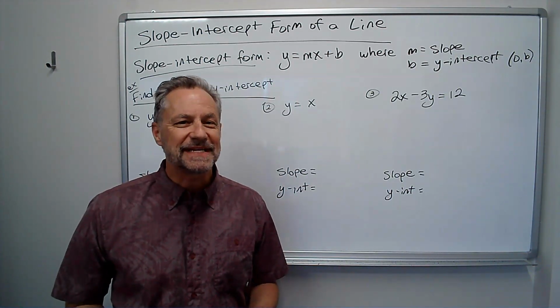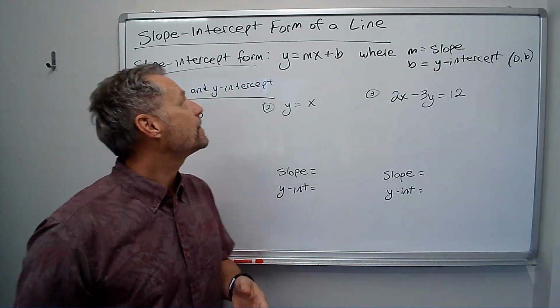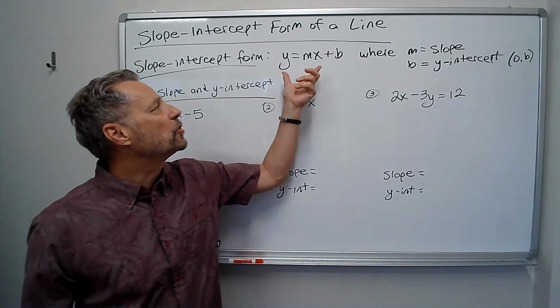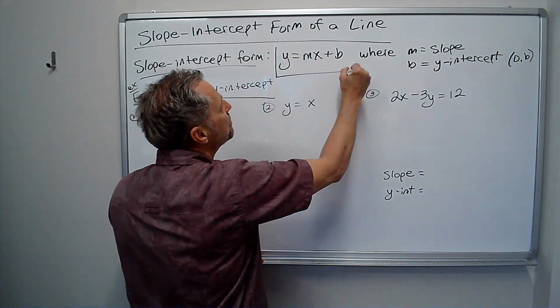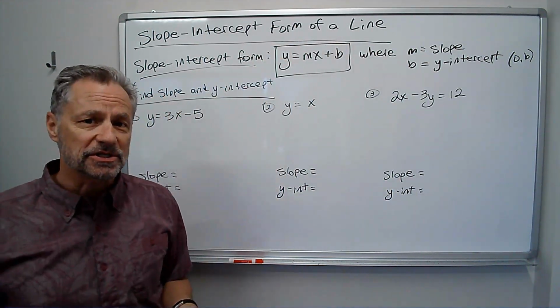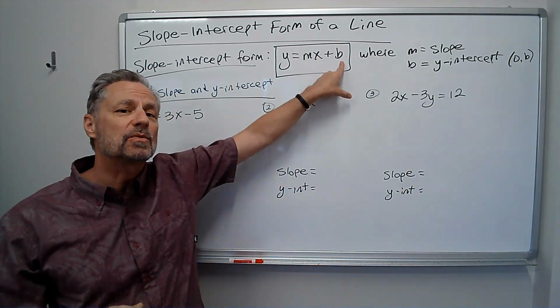It's Professor Monty. Let's look at slope-intercept form of a line. Okay, so slope-intercept form looks like y equals mx plus b. That's the form that we're going to refer to as slope-intercept form of a line, where m is the slope and b is the y-intercept.